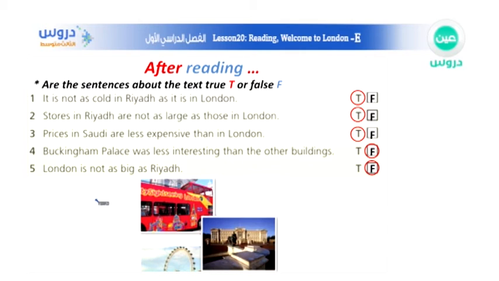Buckingham Palace was less interesting than the other buildings. So we have more interesting and less interesting when it has lower value, okay? London is not as big as Riyadh, and that is false. London is way bigger than Riyadh.